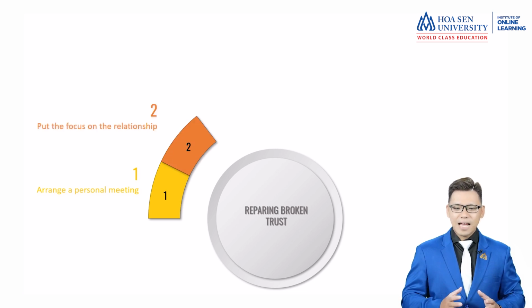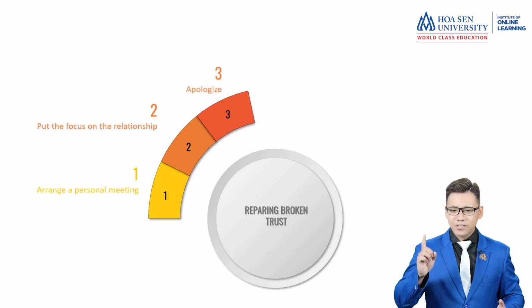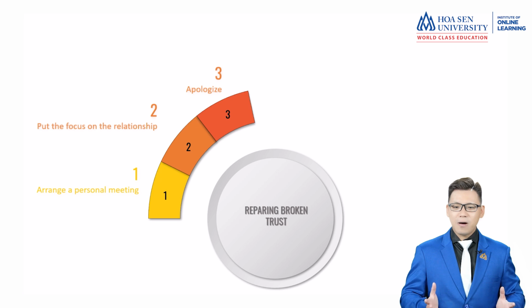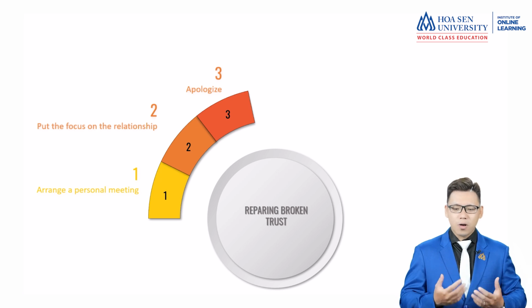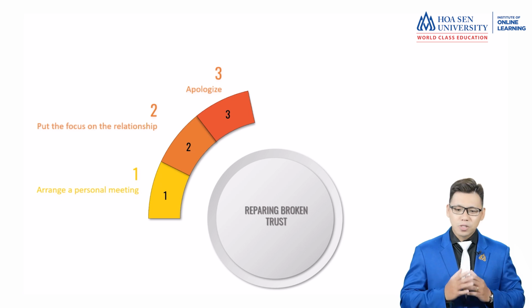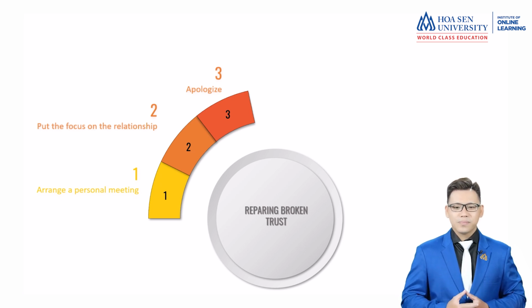And the second one, put the focus on the relationship. Make it clear that fixing the trust is more important than who was right or wrong. How about number 3? A simple yet powerful step: take responsibility where it's due and offer a sincere apology. It's amazing what two little words, I'm sorry, can do.